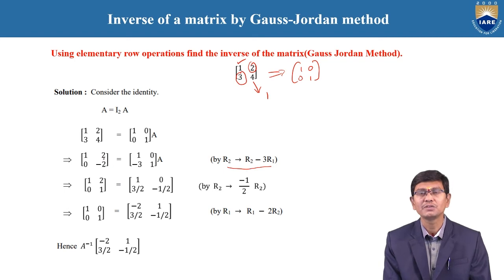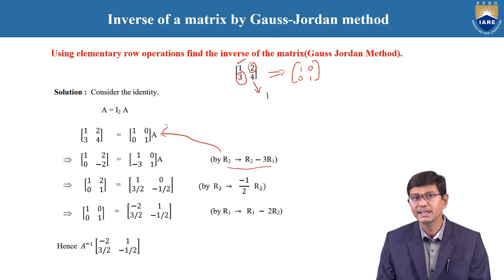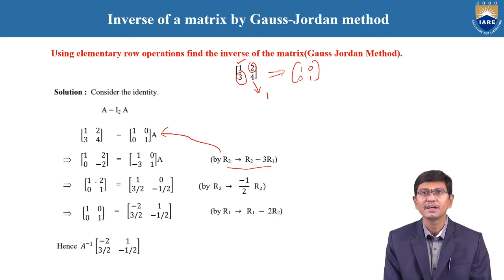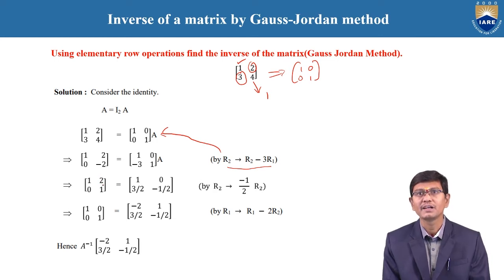By using this operation, the first row is 1 2, and the second row changes to 3 4 becoming 0, minus 2. Similarly, when we apply the same operations on the right side, on I2, the matrix is reduced to 1 0, minus 3 1, into A. Once again, in the second row, the element minus 2 we need to change to 1.